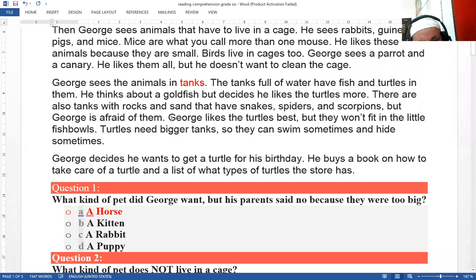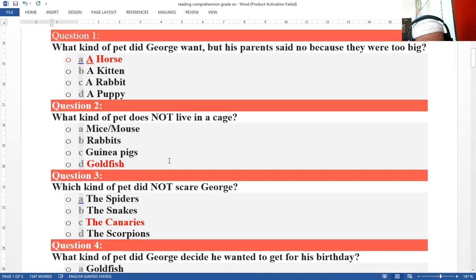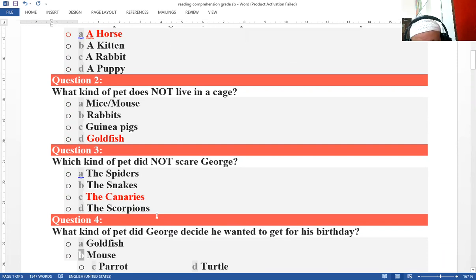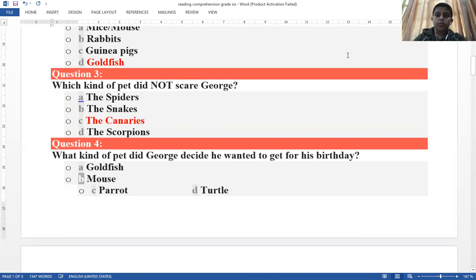And if we continue reading, look here. But George is afraid of them. George likes the turtles best. Okay, so now here, this is the answer, because we found out that the spiders, the snakes, and the scorpions, he was afraid of them. Do you understand? The last one is Khalid Darwish. Thank you, Abdulrahman.